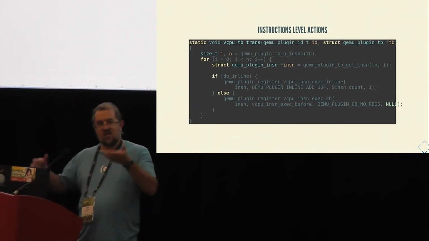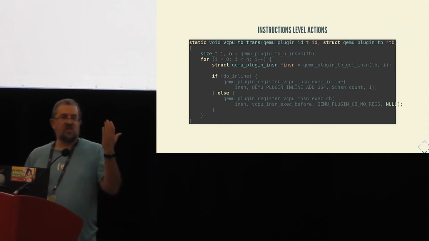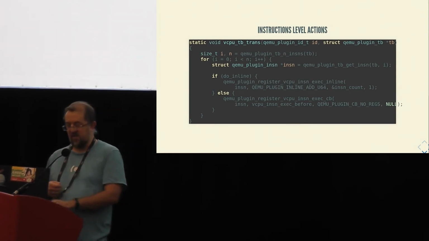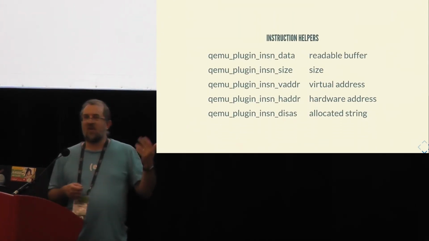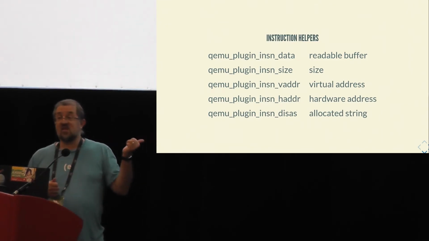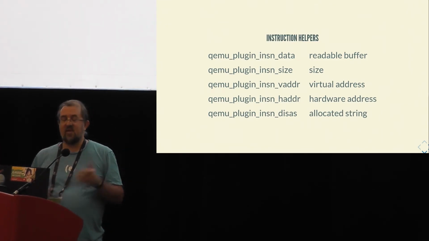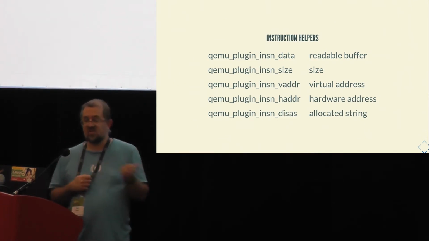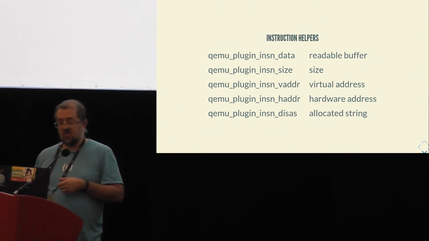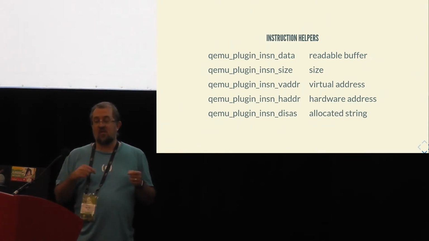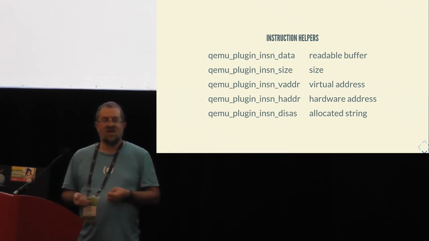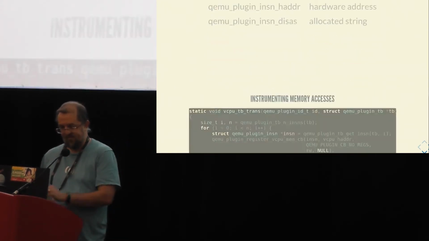So if you want to instrument the individual instructions, you can also get a list of these instructions. Again, these are opaque pointers, but for each instruction, you can then make a decision about whether or not you want to have a callback before it runs, or maybe just increment a counter. So there's a couple of helpers that you get for that. The instruction data, so this doesn't give you a peek directly into memory, it's just a copy, readable buffer of the decoded instruction, the size of the instruction, virtual address and hardware address. We've also added the ability to call QEMU's disassembler, because we don't really want plugins to have to ship an entire disassembler themselves when QEMU can already do it.